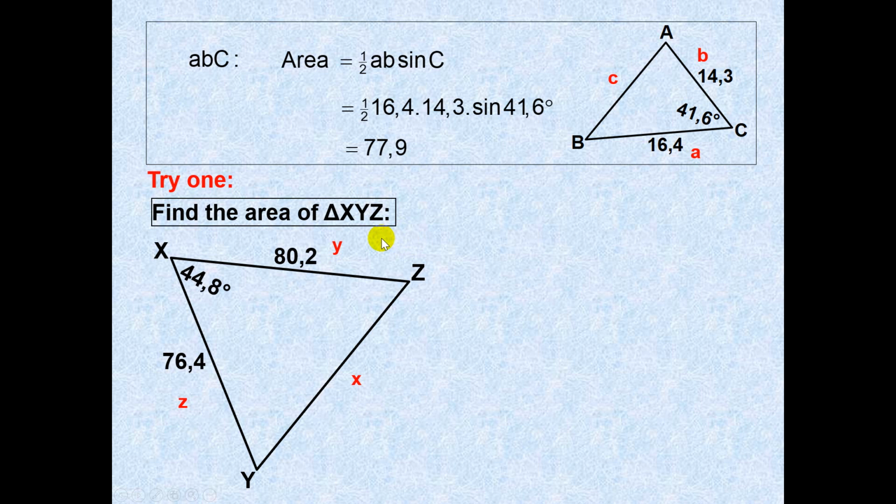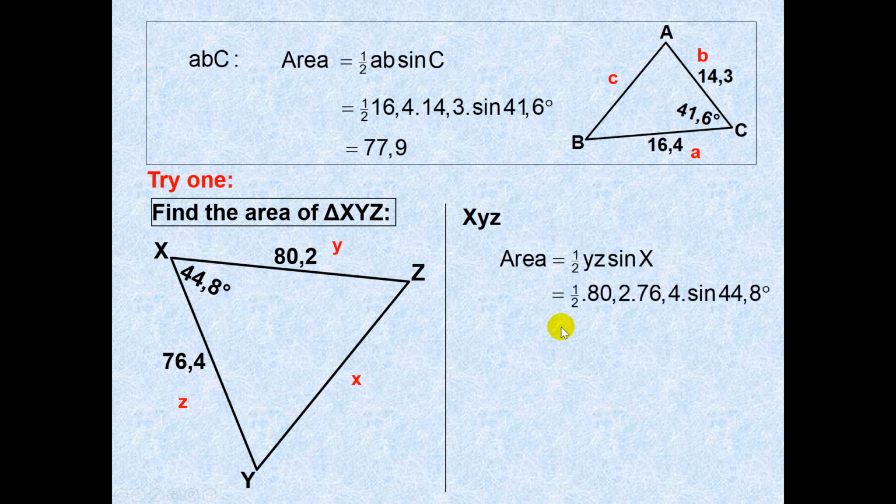So we want to find the area of this triangle. We're going to start off with the angle that is given, 44.8. If we're using the angle of 44.8, then we need to use the sides adjacent to the angle, which is y and z. So the area rule is equal to half yz sine of angle X. y is 80.2, z is 76.4, and X is 44.8. Substitute the values in. Using your calculator, we're coming up with 2158.7 units squared.